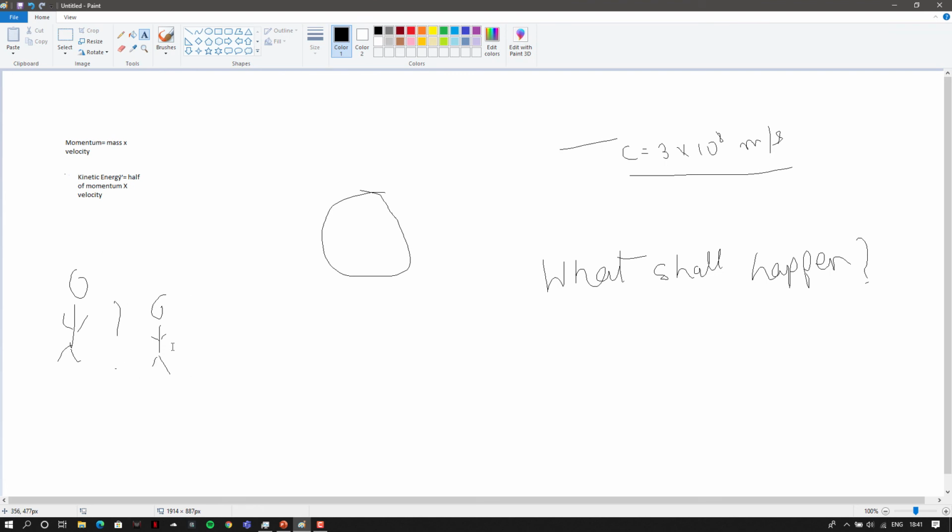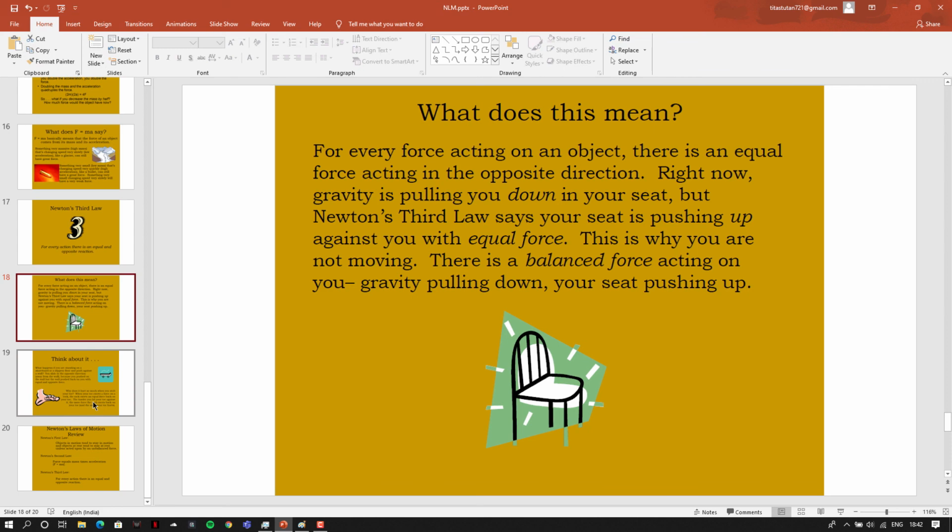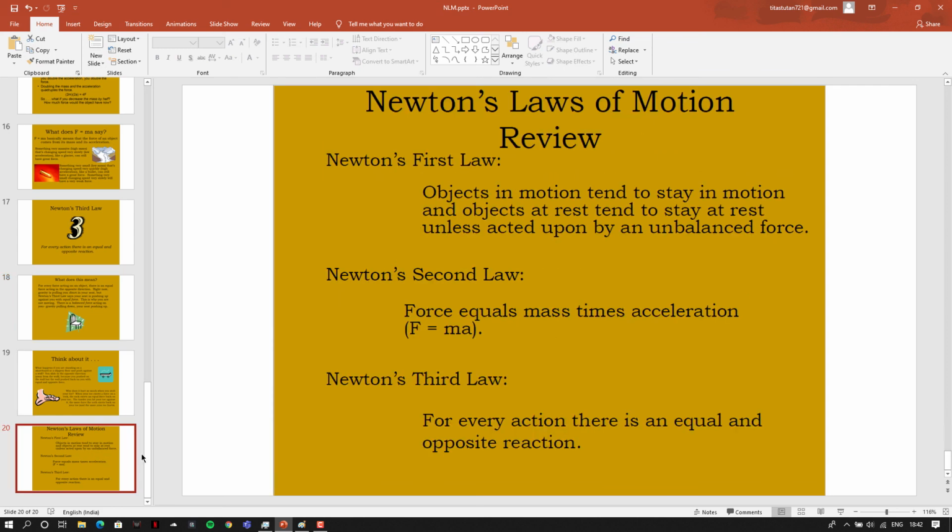So when you're hitting the other guy, your kinetic energy is high because your momentum is high, so you transfer more energy into him than the energy he transfers into you. So that is why he feels more pain than what you feel. Okay, so this is our third law of motion: for every action there is an equal and opposite reaction.